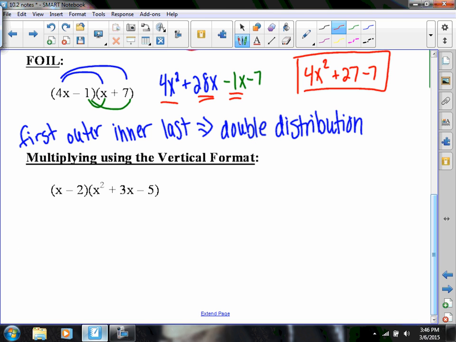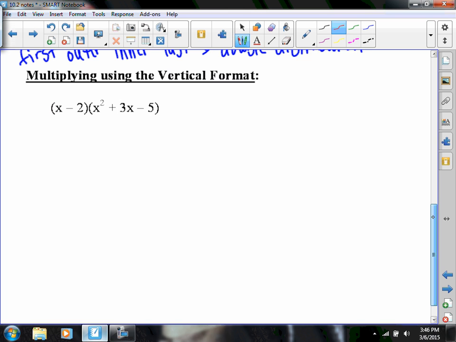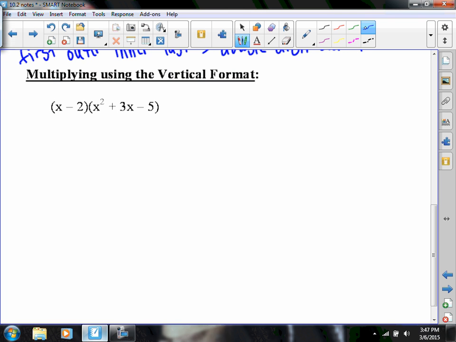Okay. Now we can also multiply using the vertical format, and this is kind of like doing long multiplication. That's the long multiplication that you learned in elementary school. So we have a binomial times a trinomial. You want to put your bigger polynomial in the top row, so you just basically rewrite it. And then your smaller polynomial, meaning the one with fewer terms, my binomial, is going to go underneath.